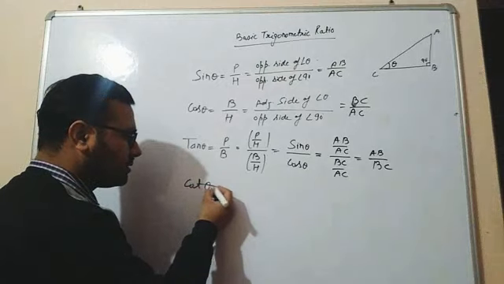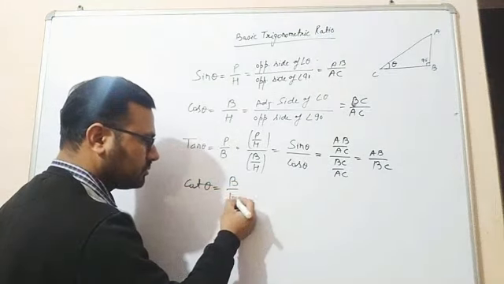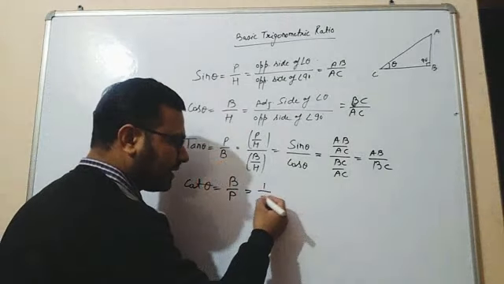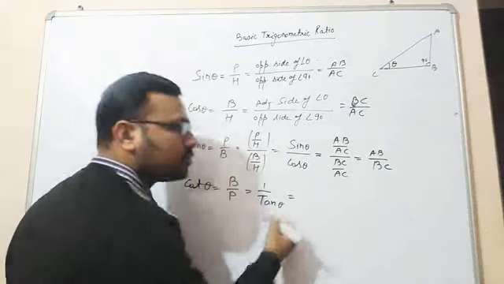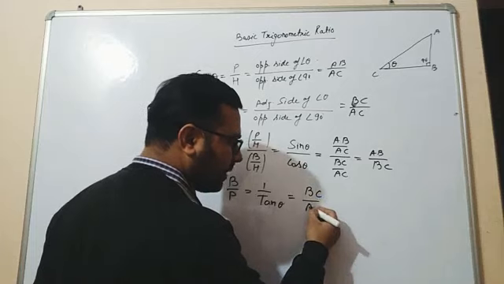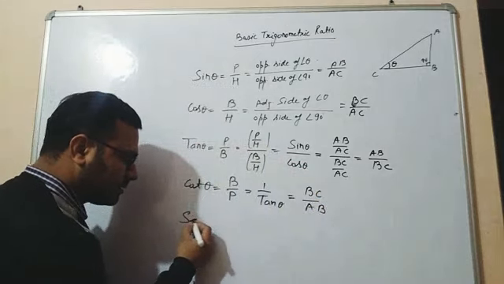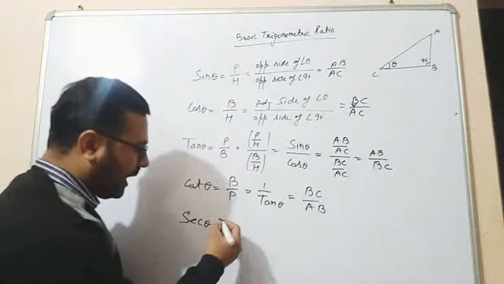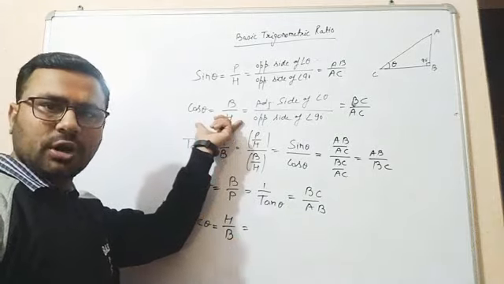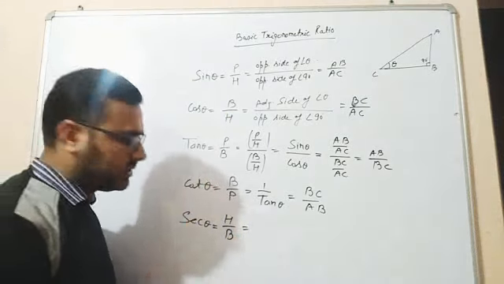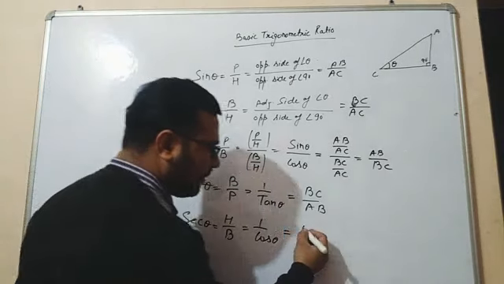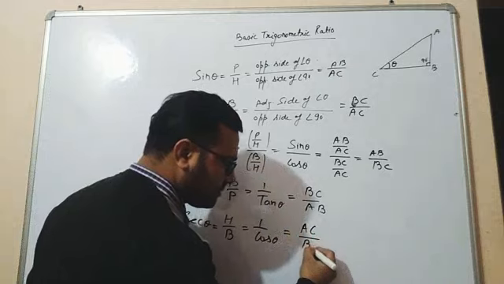Similarly, cot theta, base upon perpendicular, is the reciprocal of tan theta, meaning 1 upon tan theta. So its value is BC upon AB. Sec theta is the hypotenuse upon base. It is the reciprocal of cos theta, so 1 upon cos theta. So the value of sec theta is AC upon BC.